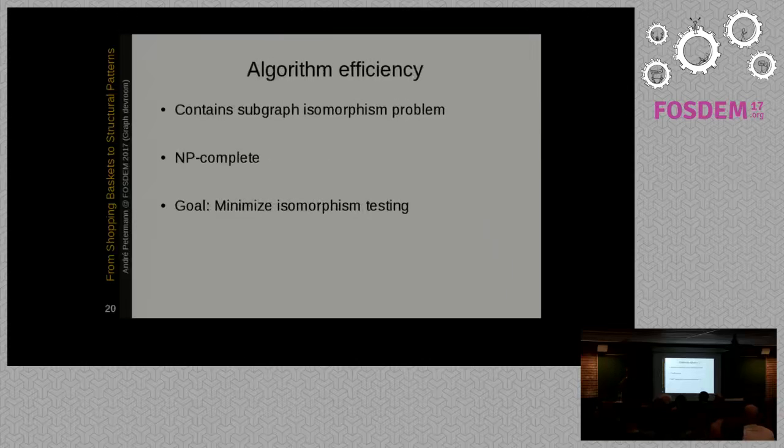I don't want to become too scientific now, so I'll just explain algorithm efficiency. The problem of these algorithms is they contain the so-called subgraph isomorphism problem, which is NP-complete. We need to enumerate all isomorphisms between graphs, which is very expensive, and we cannot avoid this completely. If we want to have the complete set of frequent subgraphs, it's not possible to avoid this problem, but what efficient algorithms can do is minimize the isomorphism testing effort.